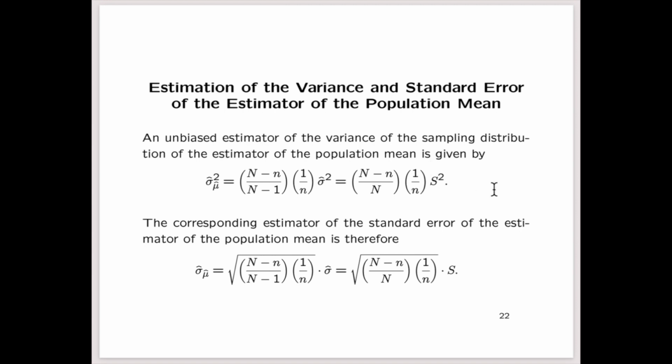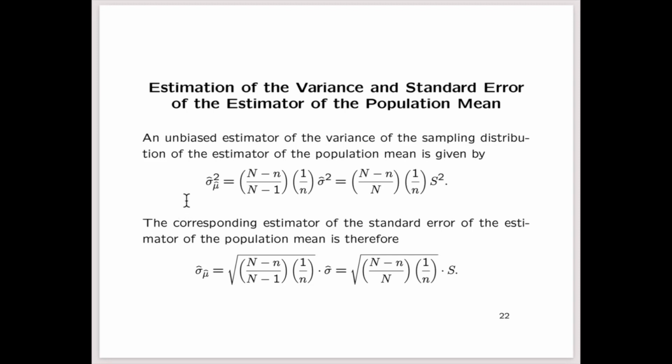So an unbiased estimator of the variance of the sampling distribution of the estimator of the population mean. Boy, that's a mouthful. Let's try to wrap our heads around that. Let me say it again. An unbiased estimator of the variance of the sampling distribution of the estimator of the population mean is given by these expressions. I've got two equivalent expressions here. One in terms of sigma hat squared, our unbiased estimator of sigma squared. I also have it expressed in terms of the sample variance.